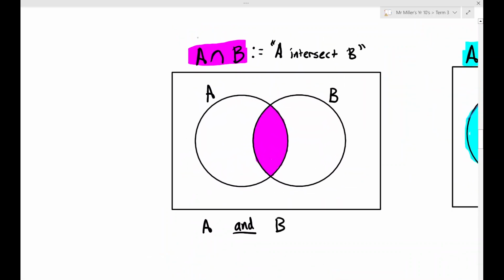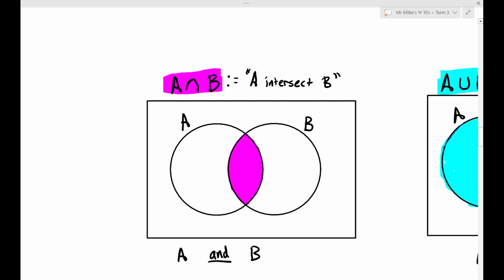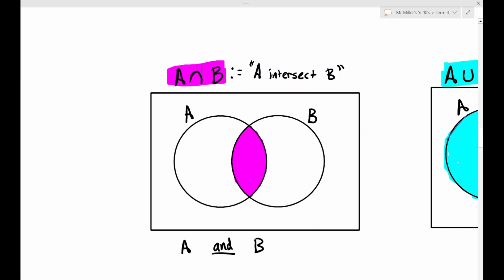So what's highlighted? That's A intersect B. It's this symbol, and it's either going to be flipped up like this or flipped down like this. When it's flipped up like such, we say this is A intersect B. And what that means is A and B.